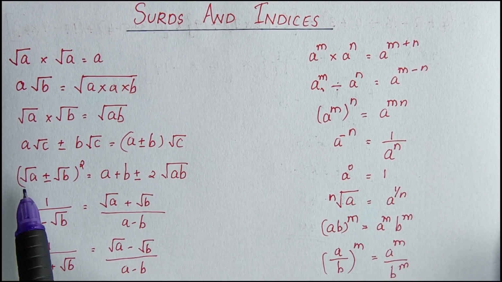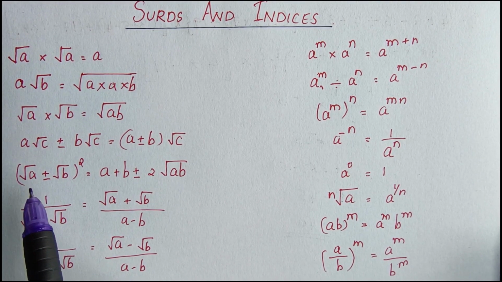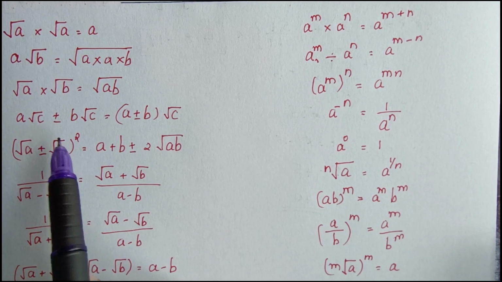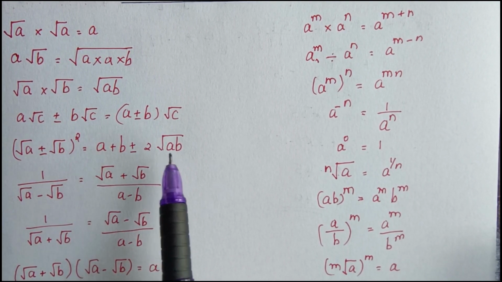Now we can apply the a plus b the whole square or a minus b the whole square formula to root of a plus or minus root of b. That is root of a plus or minus root of b the whole square is equal to a plus b plus or minus 2 root ab.